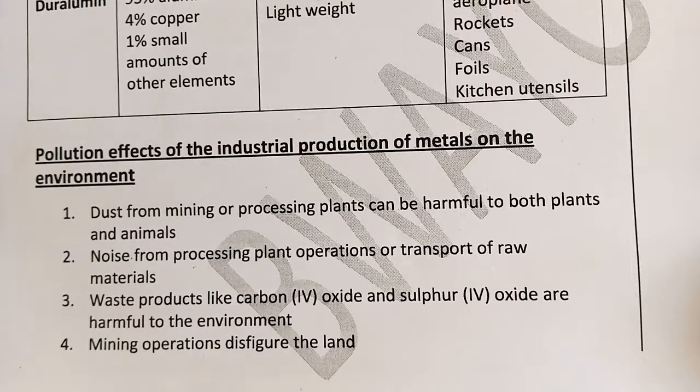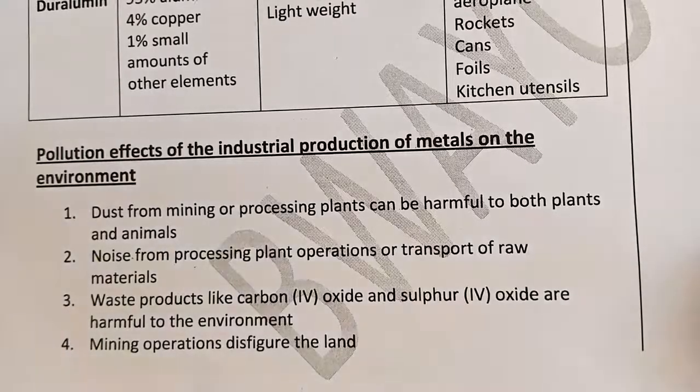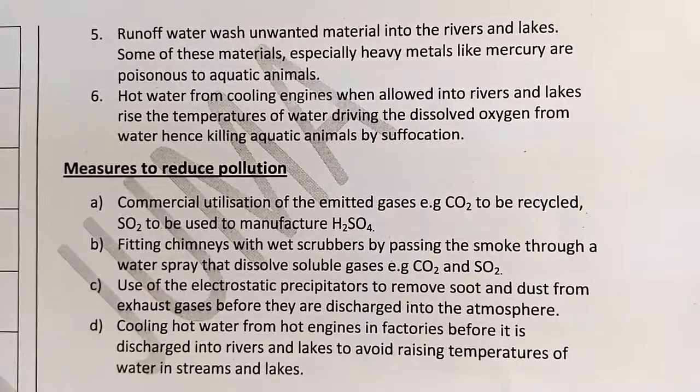2, noise from processing plant operations or transport of raw materials is pollution to the environment. 3, waste products like carbon dioxide and sulfur oxide are harmful to the environment. 4, mining operations disfigure the land. 5, runoff water which washes the unwanted materials into the rivers and lakes. Some of these materials, especially heavy metals like mercury, are poisonous to aquatic animals.